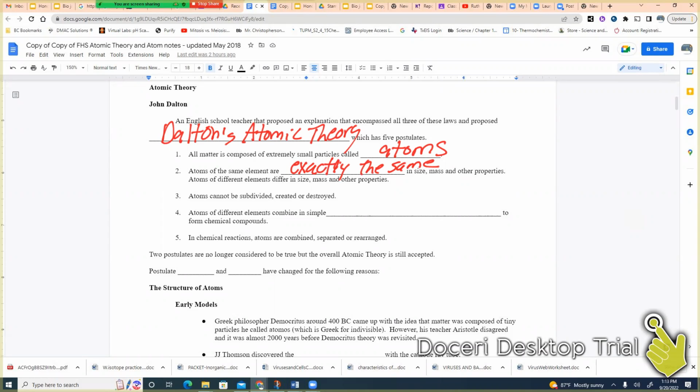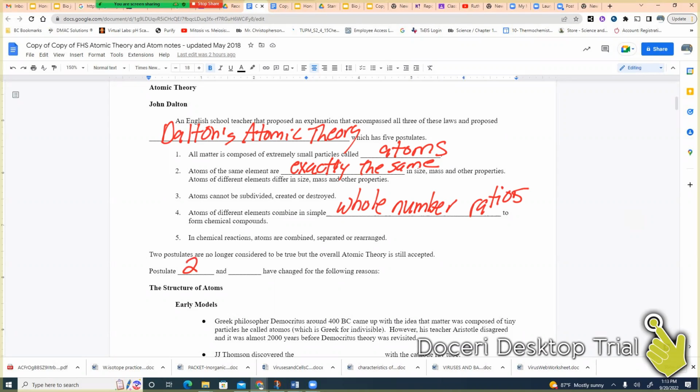Number 4, atoms of different elements combine in simple whole number ratios. So once again, that's the subscripts. I can't combine half an atom of hydrogen. It's always going to be a whole number. And number 5, in chemical reactions, atoms are combined, separated, or rearranged. So of those 5 parts that were all the way back in the early 1900s, most of them have stayed true.